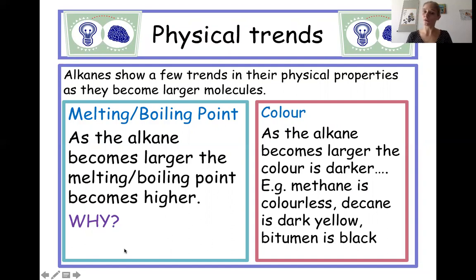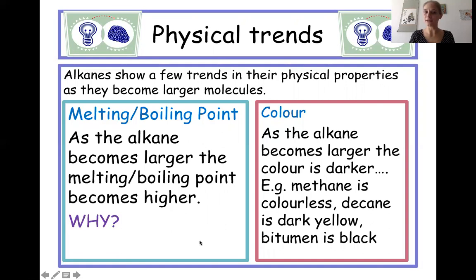And the second one you need to know is about the color. So as the alkane becomes larger, the color becomes darker. So methane, our 1 carbon compound, is a colorless gas. Decane, our 10 carbon alkane, is a dark yellow liquid. And bitumen, which is 80-ish carbons long in that region, is a dark black tarry kind of color. You don't need to know why the color changes, but you need to be able to identify the pattern that it gets darker as the alkane gets longer.